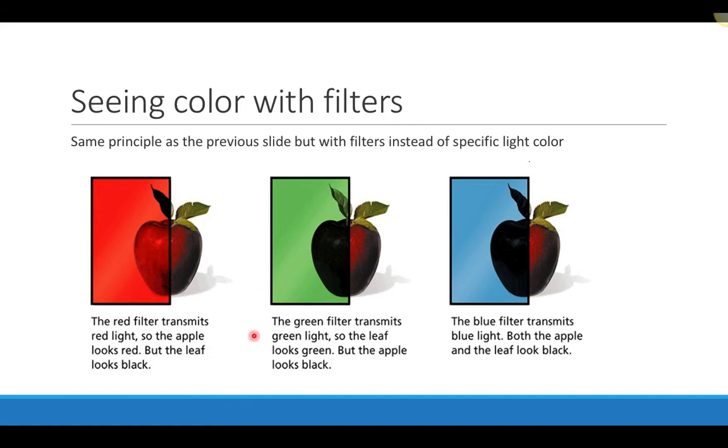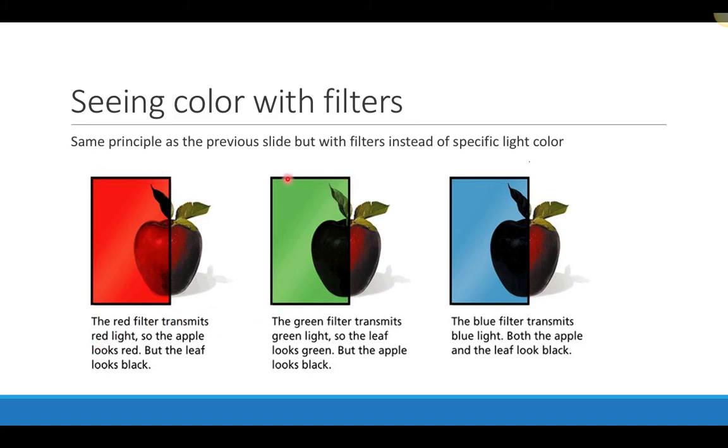The same principle also basically works with filters. So a filter is only going to allow a certain color of light through. So I have a red apple that has some green leaves on it. And if I put a red filter in front of it, the apple still appears red, the leaf appears black because it was green and the green light can't be transmitted through that filter.